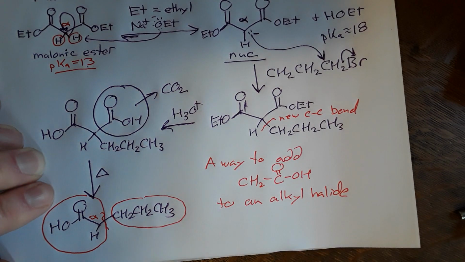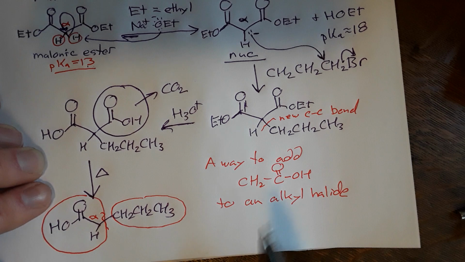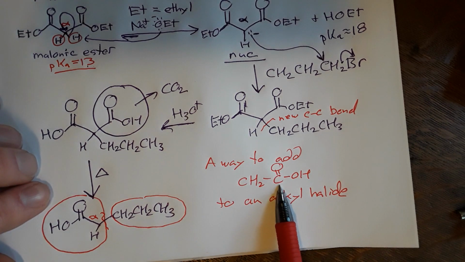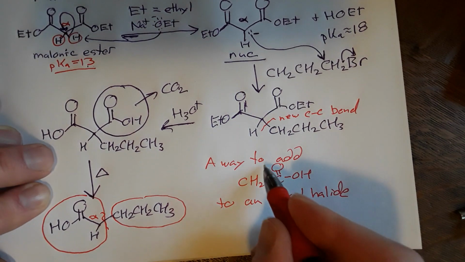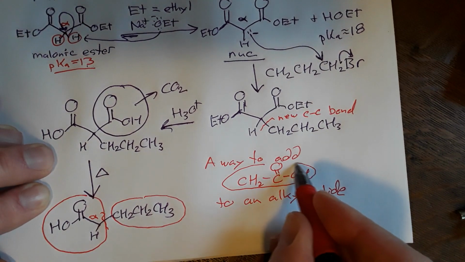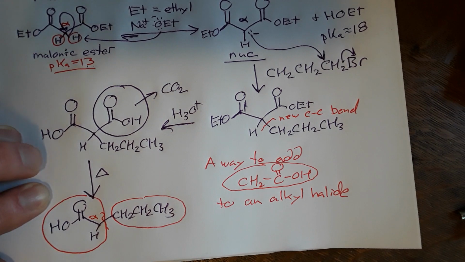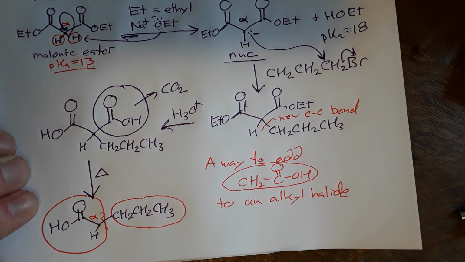So we've learned how to make a carboxylic acid by oxidizing an alcohol. We've learned how to make a carboxylic acid by reacting a Grignard with carbon dioxide and adding 1 carbon. This is a way to add 2 carbons to the chain and make a carboxylic acid. We'll work through a couple examples in the next video.